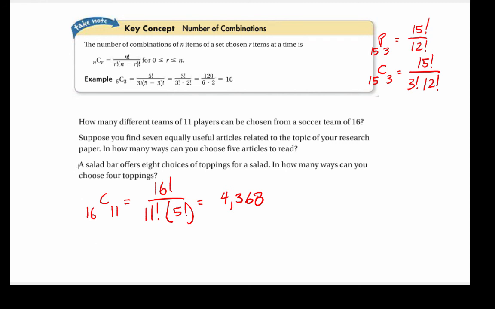Okay, let's look at this third one here. A salad bar offers 8 choices of toppings for a salad. In how many ways can you choose 4 of them? So this is an 8 choose 4 combination. If we were going to expand this out, we would do 8 factorial over 4 factorial, and 8 minus 4 is 4, so another 4 factorial. We could simplify this or expand it out much the same way we did in the previous slide. But if we calculate that with a calculator, or expand it out and simplify, we're going to get 70. So there are 70 different salads you can make when you have 8 toppings and you're choosing 4 of them.